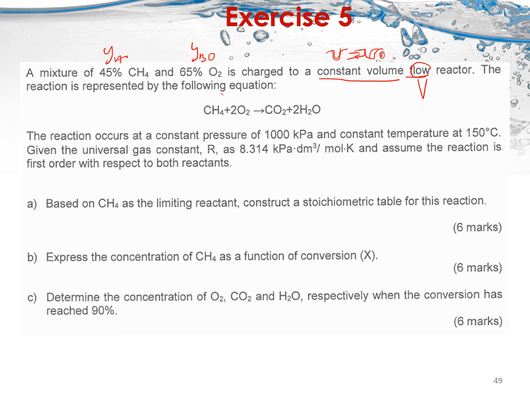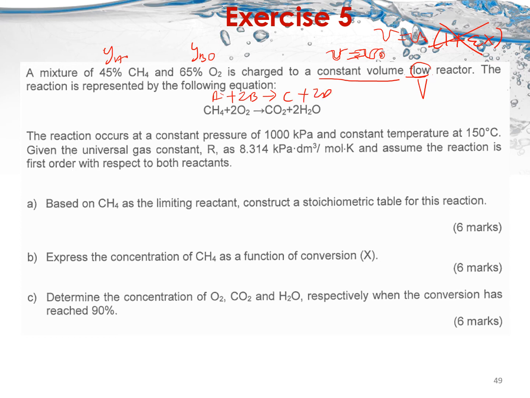So that's why you have to read word by word in the question, so that you can understand what kind of system it is. Is it a flow or a batch? Is it constant or variable? So this one you don't have to consider V equals V naught times 1 plus epsilon X. That is for variable. And it is given A plus 2B is equal to C plus 2D.